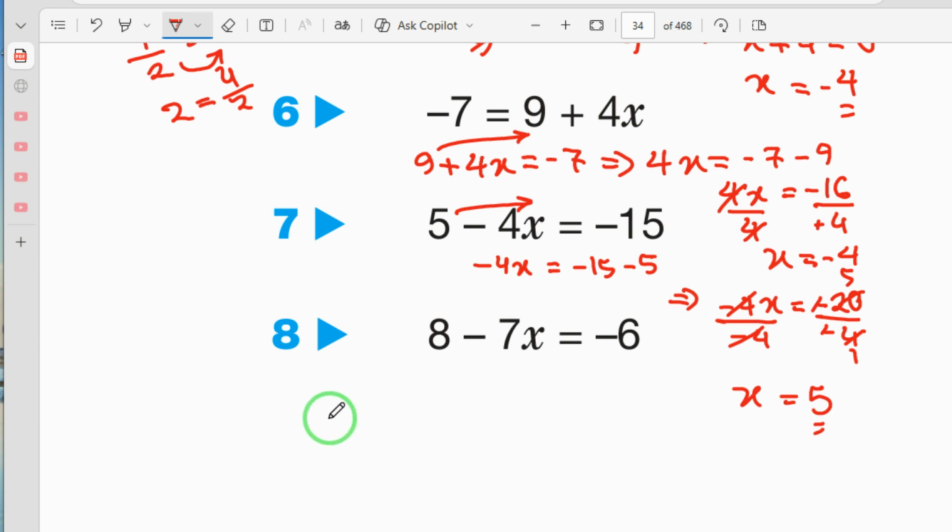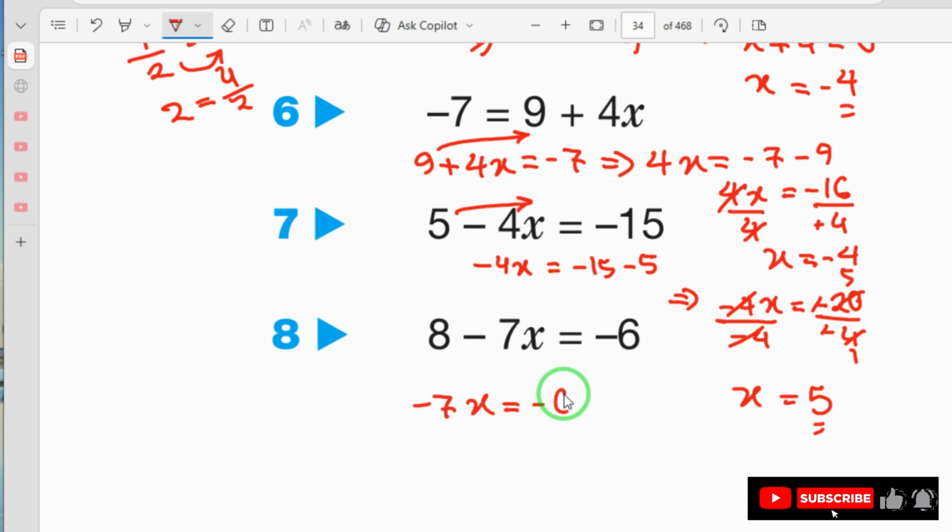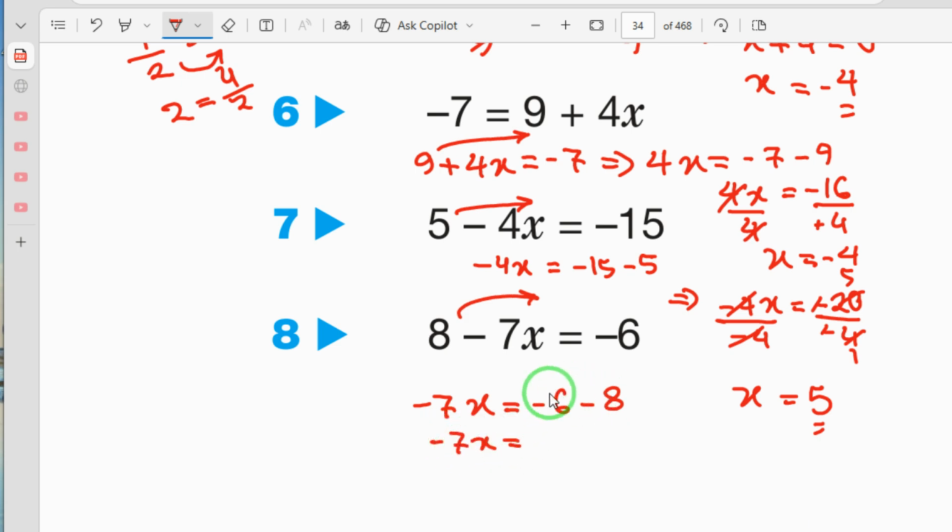And question number 8. Here we have minus 7x equal to minus 6, and we bring this 8 to the right side, become minus 8. Minus 7x equal to, we add this number, minus 6 minus 8 become minus 14. Then we divide both sides of the equation by minus 7. And here we simplify directly, x is equal to negative divided by negative gave us positive. 14 divided by 7 gave us 2. So the answer is x equal to 2.